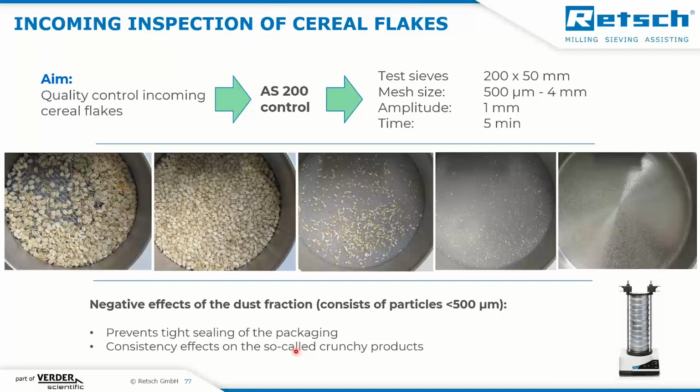And the customer is very satisfied with the AS200 control with standard sieves, mesh sizes from 500 microns to 4 millimeter, and just set the amplitude to 1 millimeter. And in 5 minutes sieving time, we were able to separate all the fractions and determine the fine fraction. And then the customer can say after 5 minutes, okay, this is good raw material, or maybe refuse a raw material which is too powdered.